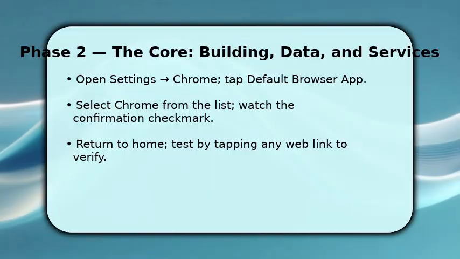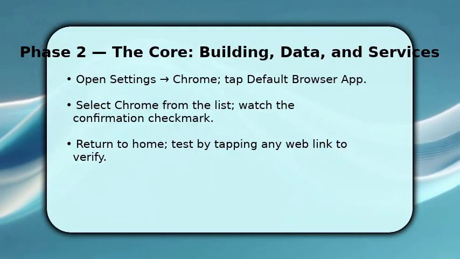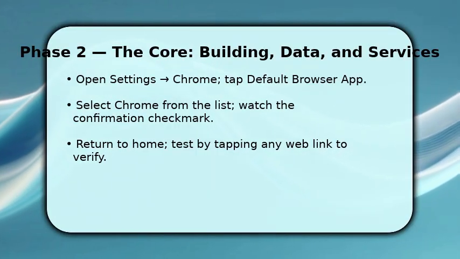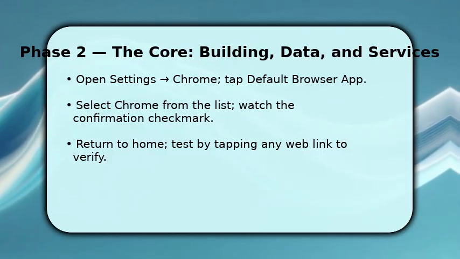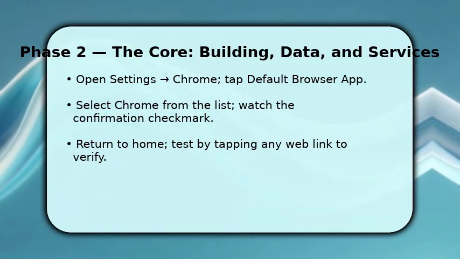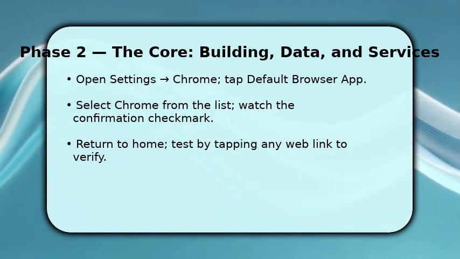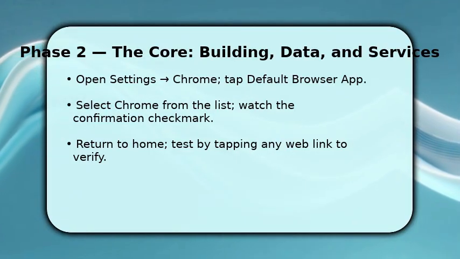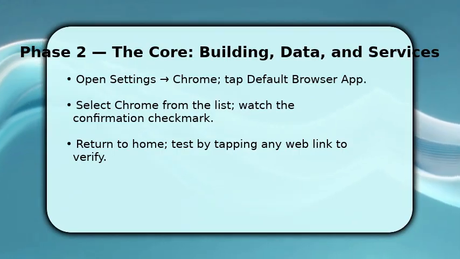Next, change the default browser through settings so links open in Chrome automatically. Open Settings, scroll to find Chrome in the app list, then tap Default Browser App. Select Chrome, you'll see a check mark confirming the change. If Chrome isn't listed, ensure it's installed and relaunch settings.